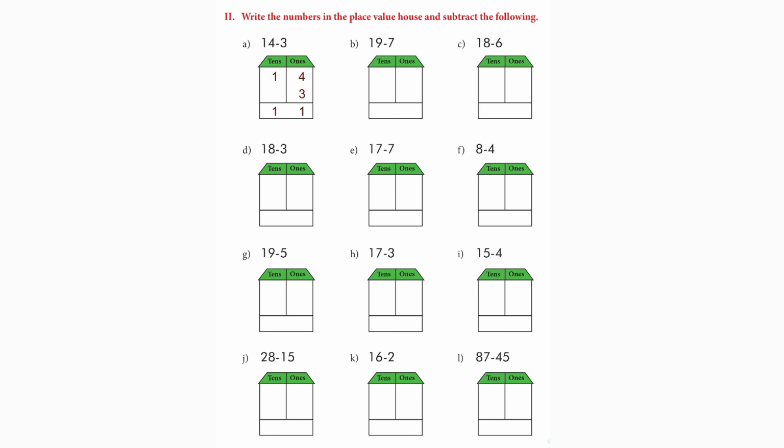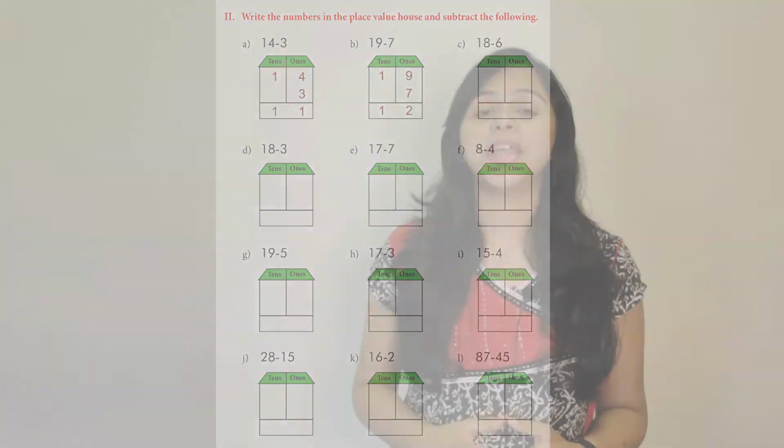Very good. Now let's do the next one. 19 minus 7. 9 minus 7 is 2. Let's write down 2 in the ones place. And then 1 minus 0 is 1. Very good. So the answer is 12. So in this way, you go ahead and do the rest of it.